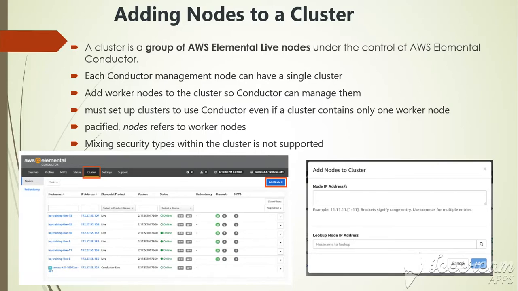One more thing, when you are adding the cluster, the cluster means a group of nodes. What does that mean? It behaves like one node, acting as one group, acting as one unit. So you cannot use mixed security for this one.